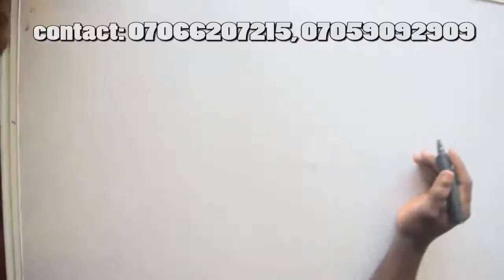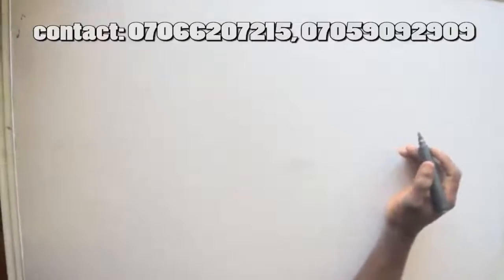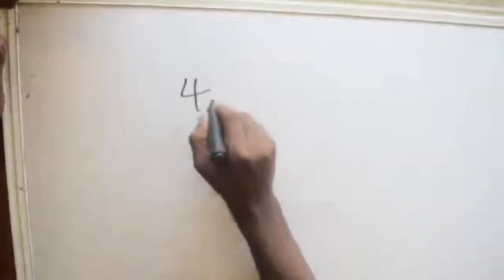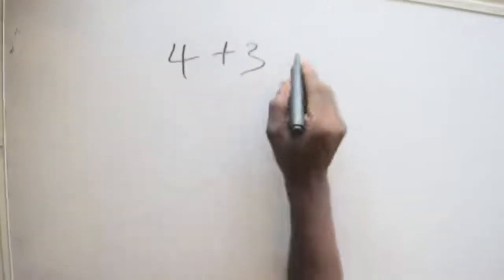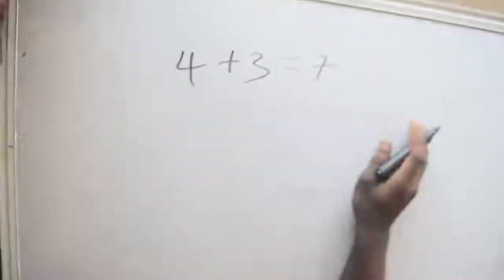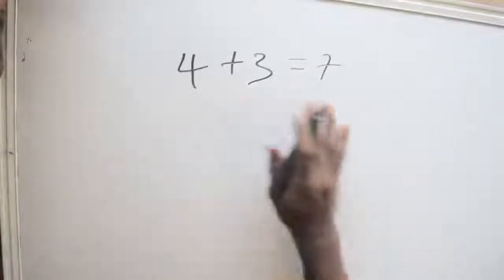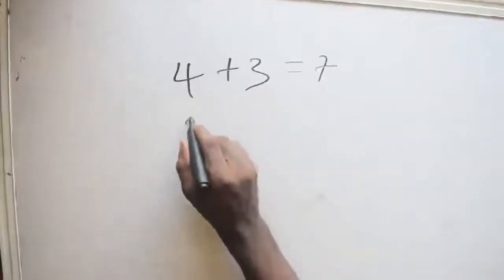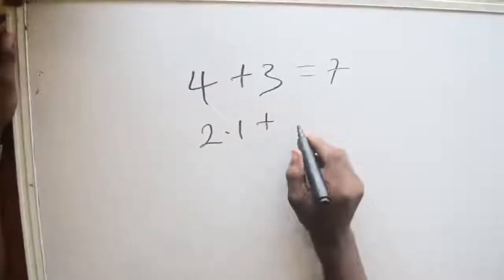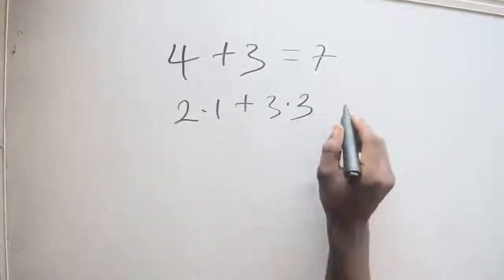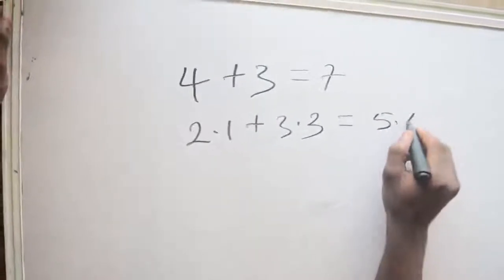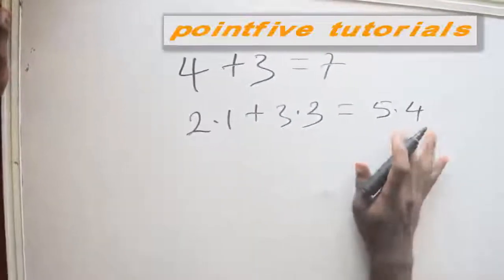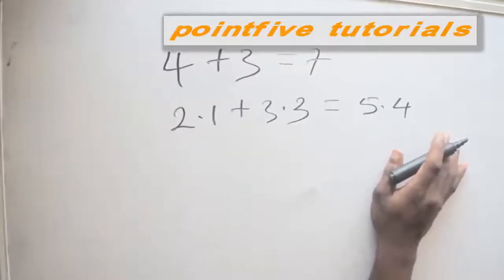Alright, so let me teach you guys various operations in fraction. So fraction can be added just like if I give you this, I say 4 plus 3. 4 plus 3 is 7, but this is addition of whole number. If I give you 2.1 plus 3.3, the answer will be 5.4. This one is addition of decimal.